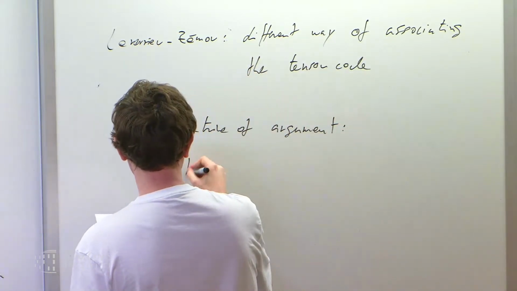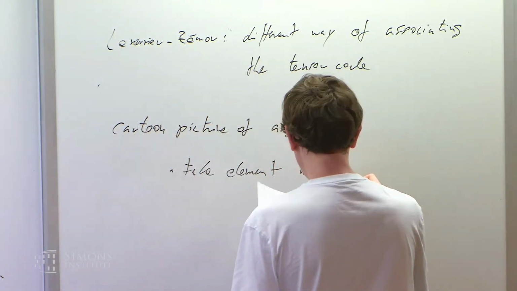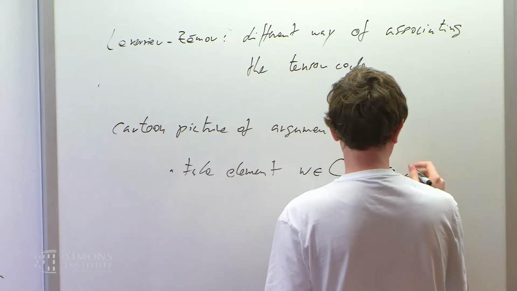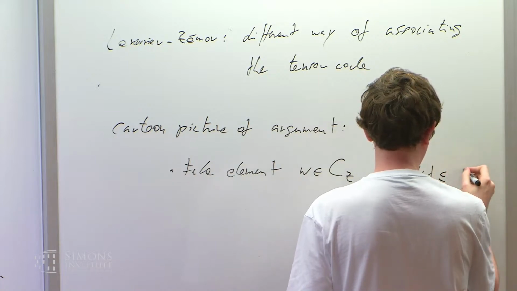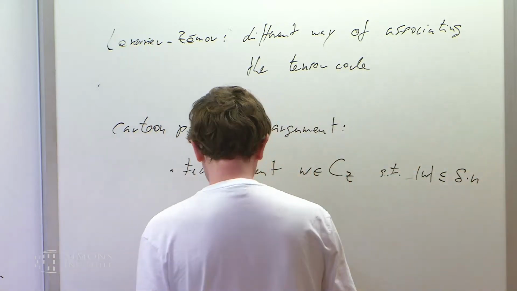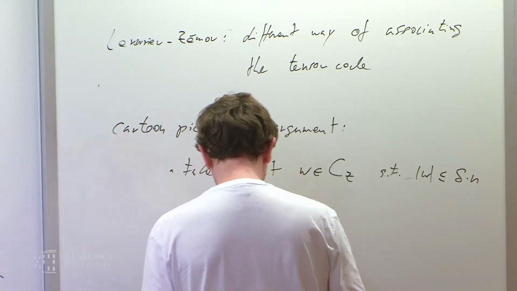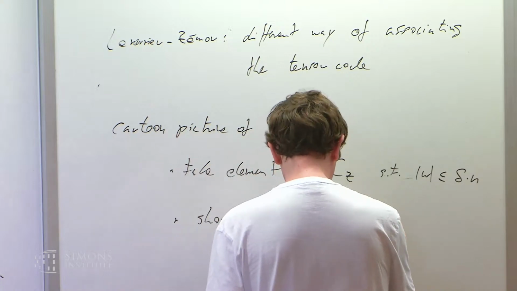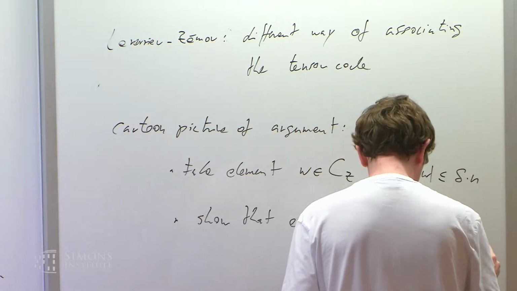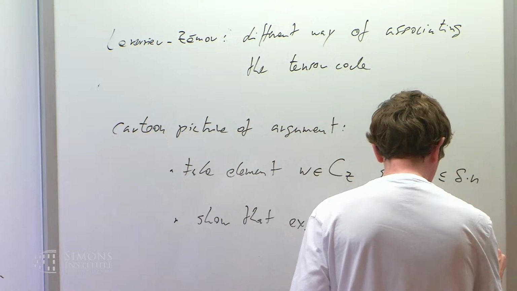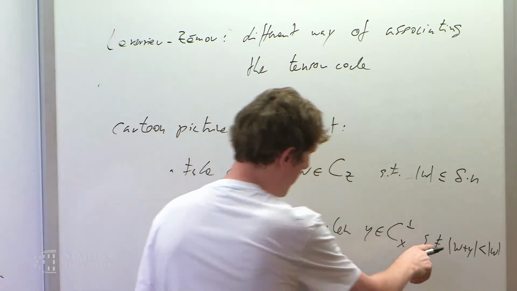So the idea is we just take the element W in CZ, which is smaller, such that W is, let's say, bounded by some delta times n. And then we show that there exists an element y in Cx perp, such that omega times y is strictly smaller than omega, w. Okay? And this is the crucial step, right?